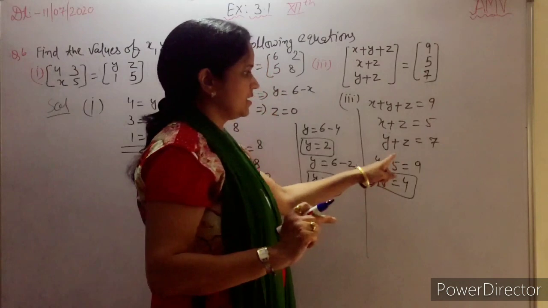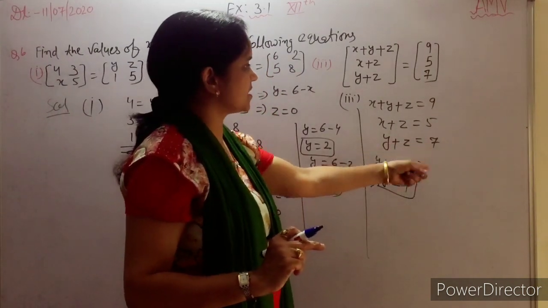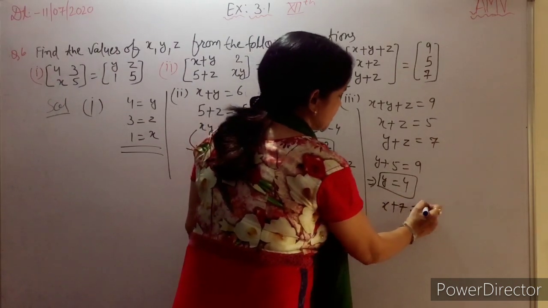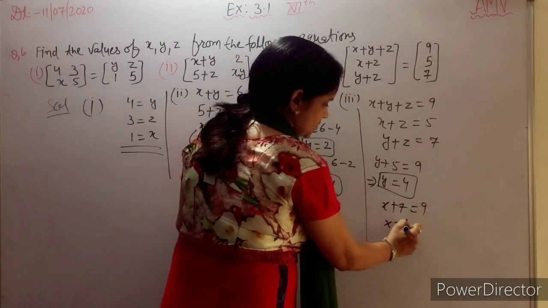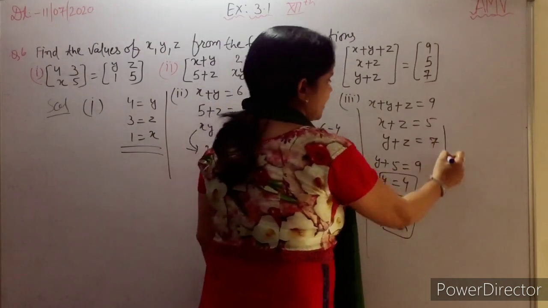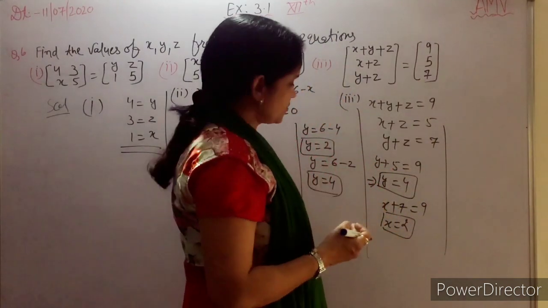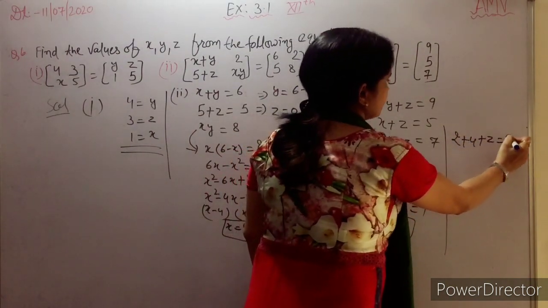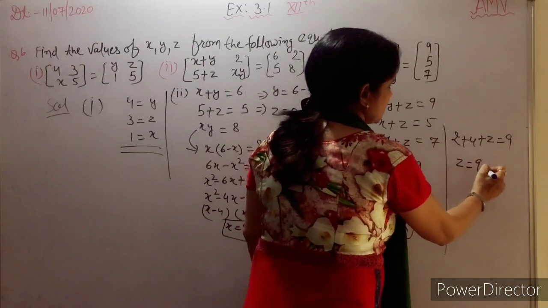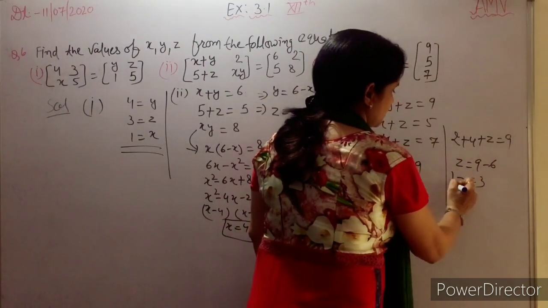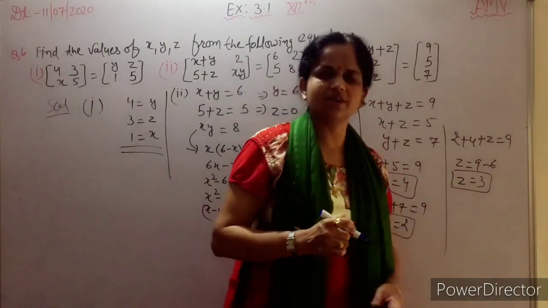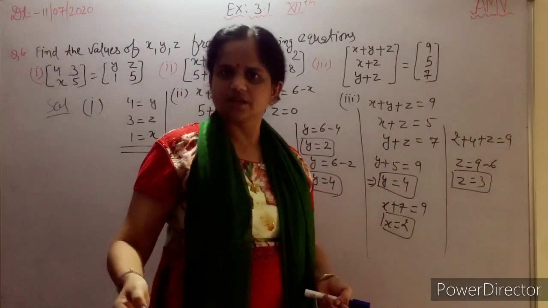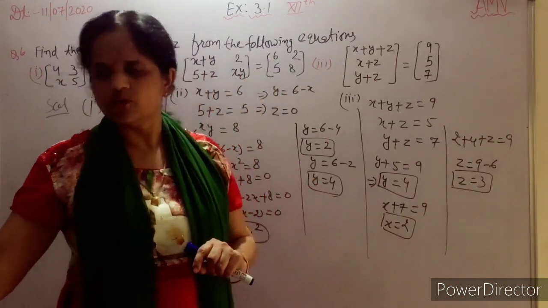Okay, and from the third equation, write y plus z is equal to 7 in the first. So x plus 7 is equal to 9, x is equal to 2. Okay, and now from the first equation, with x 2 and y 4, find the value of z. So z is equal to 9 minus 6, z is equal to 3. Okay, so these are the values of x, y and z. This type of question is given, student, in exercise 3.1.